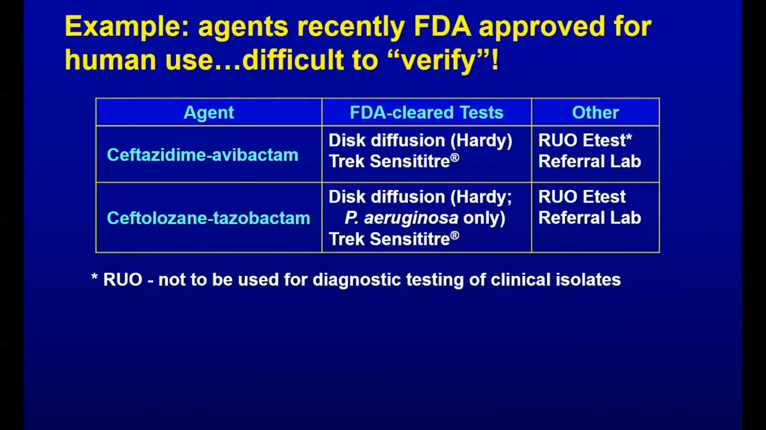Okay, and I want to talk a little bit about some recently approved drugs that might be difficult to verify, and I know laboratories are having problems with this. Drugs you might be asked to test in your laboratory include these new beta-lactamase inhibitor combination agents, ceftazidime-avibactam, or ceftolozane-tazobactam. There's only a minimal FDA-cleared test for these drugs. There's disc diffusion by Hardy.